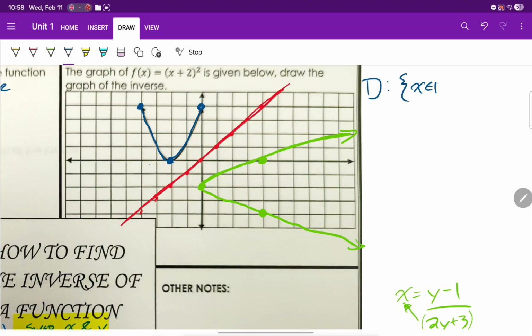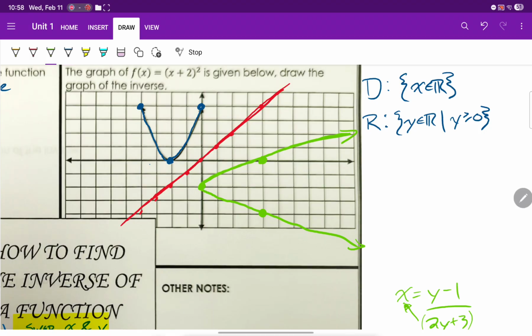x is an element of all real numbers, or x exists for all real numbers. Okay, it's just a parabola. That's true for all parabolas. Our range for that parabola is that y is an element of all real numbers such that y has to be greater than or equal to 0. Okay, so that is our domain and range of our blue function there.